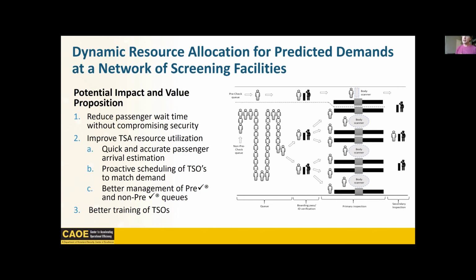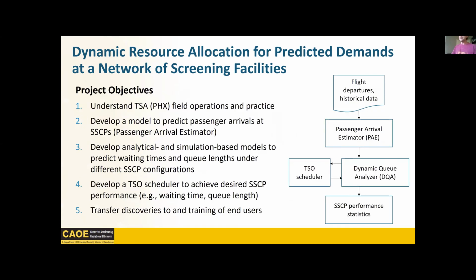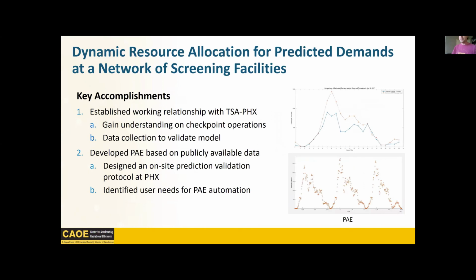And with this particular project, we've been doing this as summer programs and capstone programs where we had undergrad students going to the airport, collecting data on passenger throughput, as well as then coming back, taking this data and building these cool models and simulations. And we're really trying to understand the TSA field operations and practice, specifically that at Sky Harbor, and develop these sorts of simulation-based models to predict waiting times and queue lengths, and then develop a transportation security officer schedule to get the desired performance in terms of waiting time, queue length, and all those sorts of things, and then transfer this knowledge to end users.